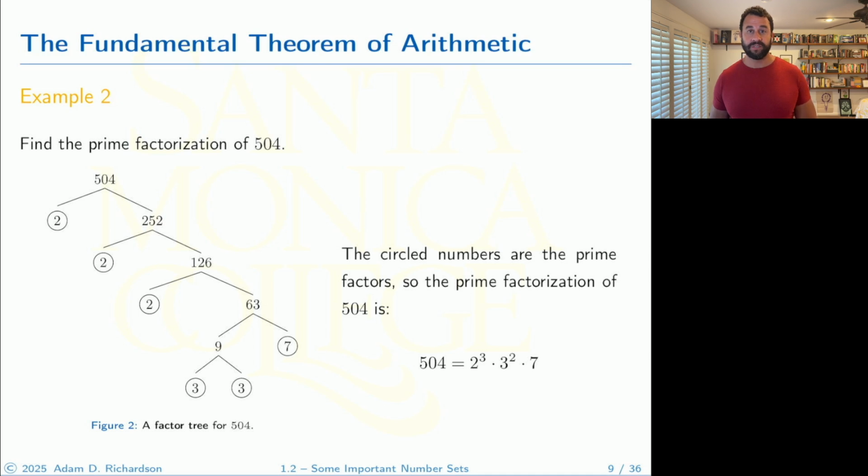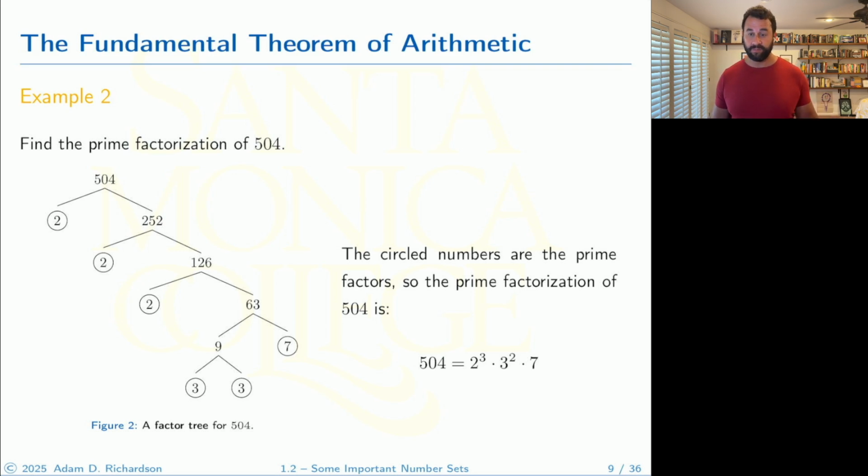So the prime factorization is just the product of all of those prime numbers. 2 times 2 times 2 times 3 times 3 times 7. Or using exponent notation, 2 to the third times 3 to the 2 times 7. This is the prime factorization of 504. There you go. And that's basically an application of the fundamental theorem of arithmetic.